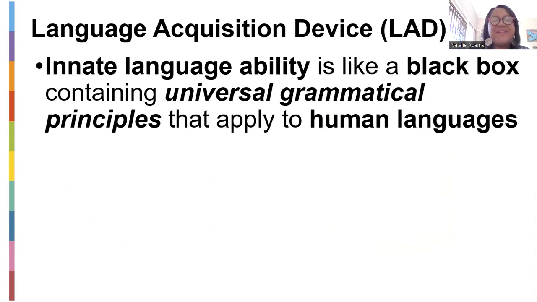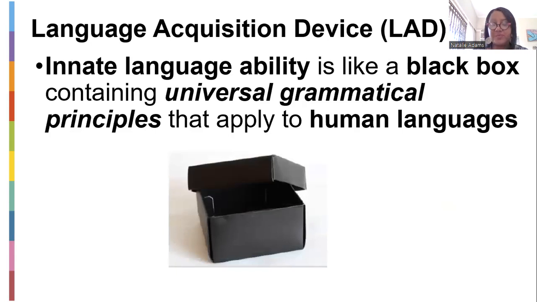Innatism believes that we are born with an innate language acquisition device. And so what does that mean? It's an innate language ability. It's like a black box containing universal grammatical principles that apply to human language. So they're saying that all of us, when we are born, we have this language acquisition device, this black box that's filled with language, and we just need to activate it.